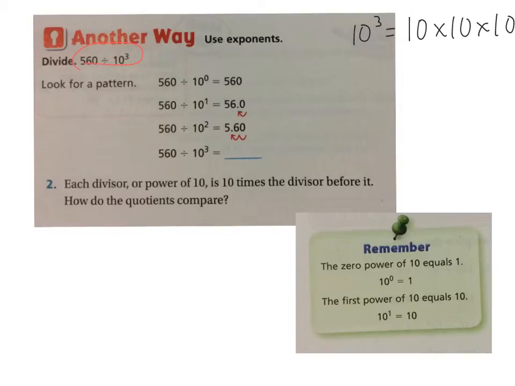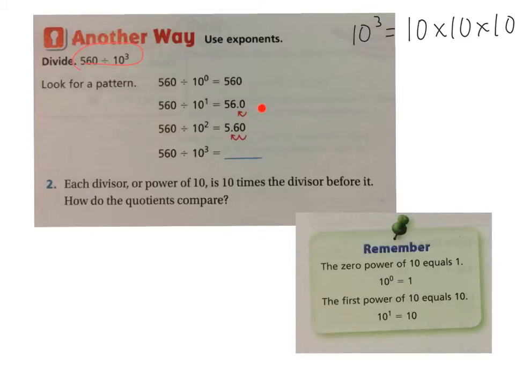Okay, so let's look for a pattern. 560 divided by 10 to the 0 power. Anything to the 0th power, Nathan? 1. Is 1. So is 560 divided by 1 560? Okay. 560 divided by 10 to the first power is 56. How did they get 56? What did they do?